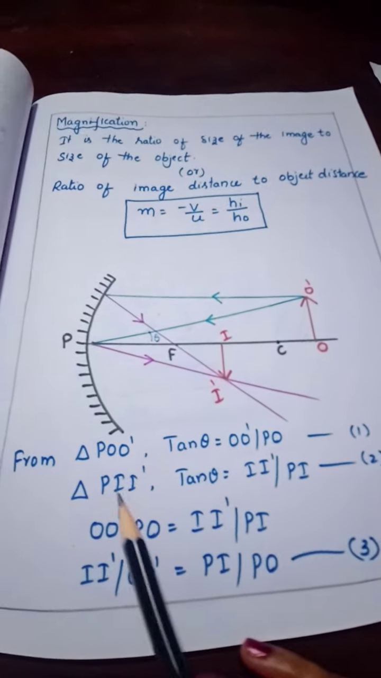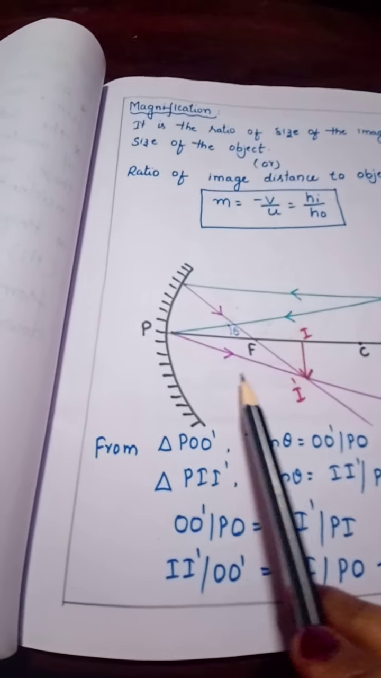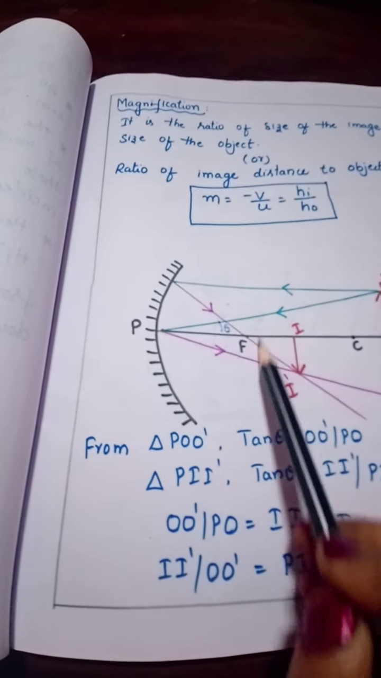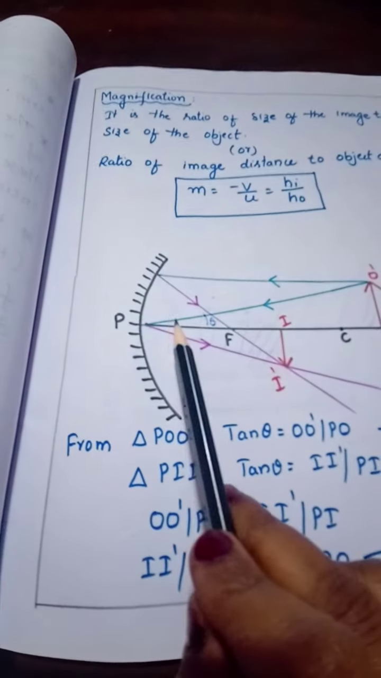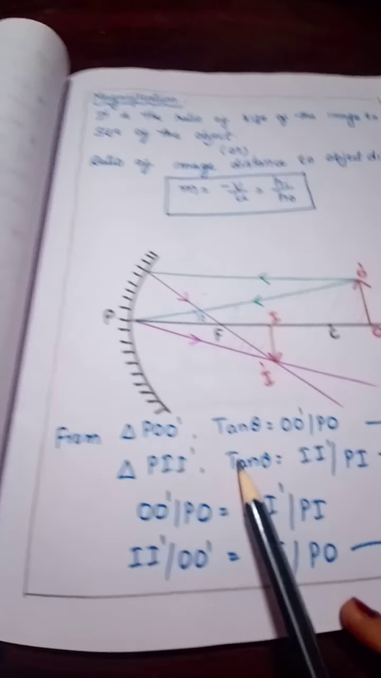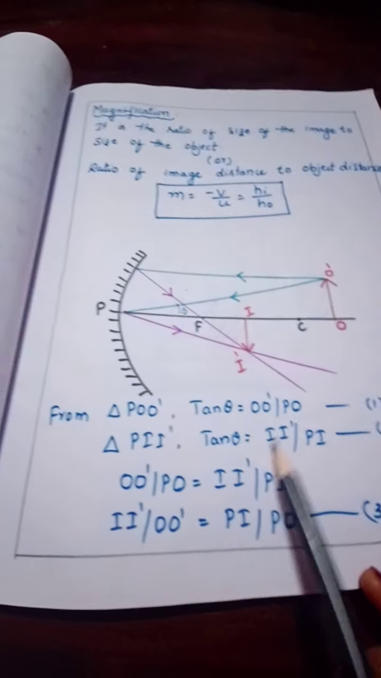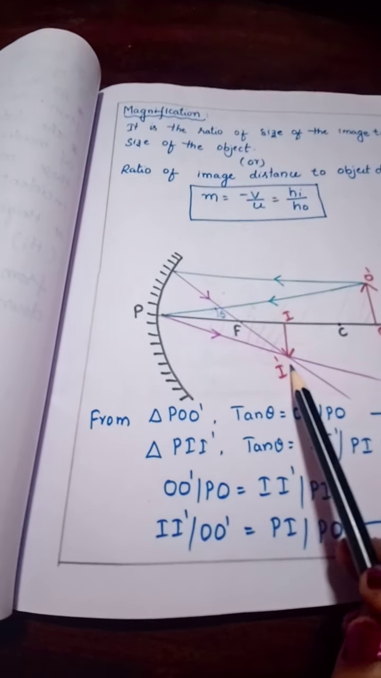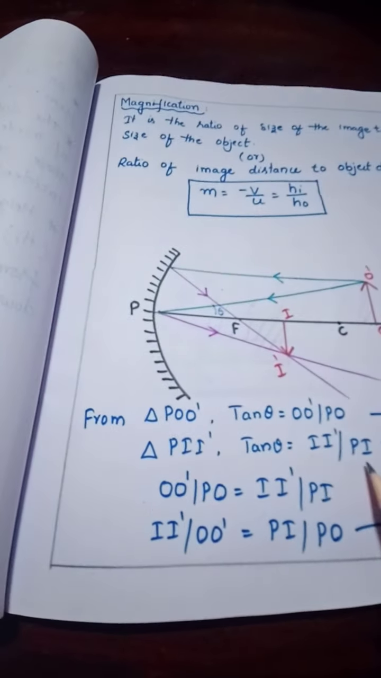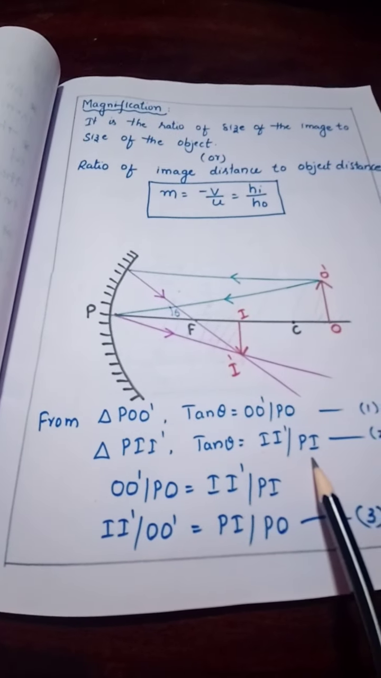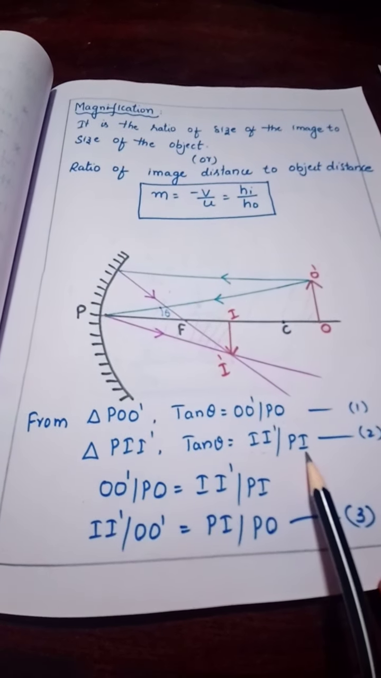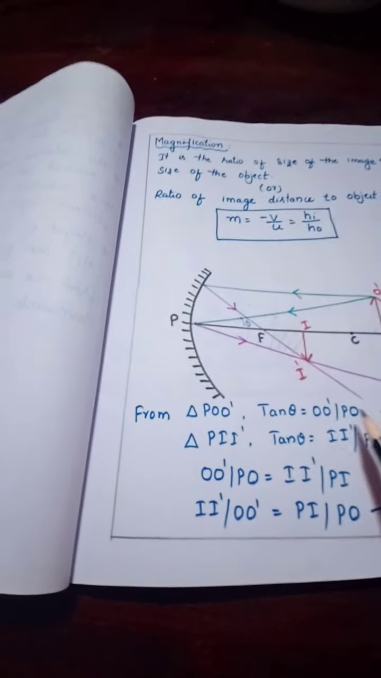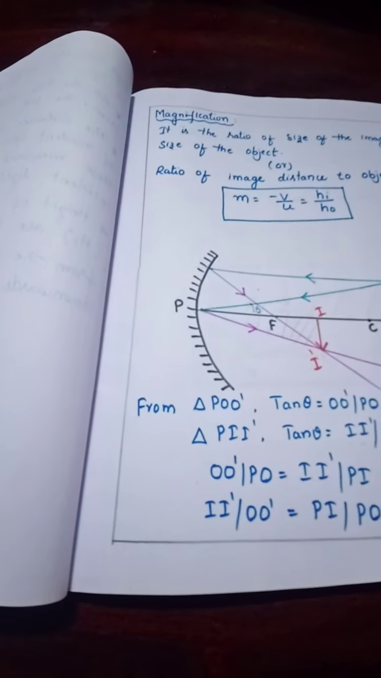And the other triangle we consider is PII dash. This is the small triangle. From PII dash, tan theta is equal to opposite side by adjacent side. II dash is the opposite side and PI is the adjacent side. Opposite side by adjacent side: II dash by PI. So now this is also theta, this is also theta, right? Why are both of them theta?